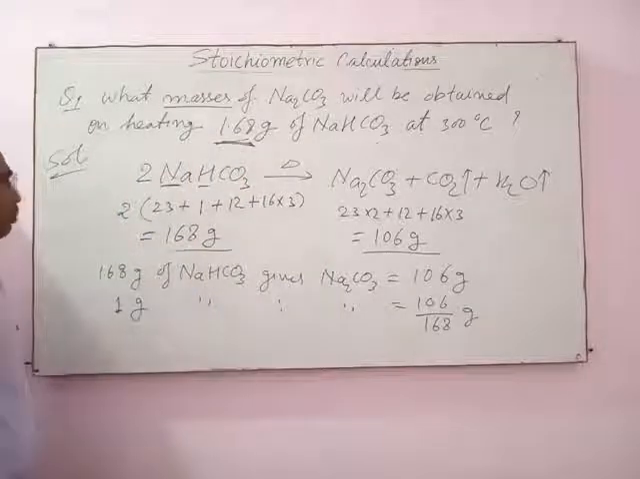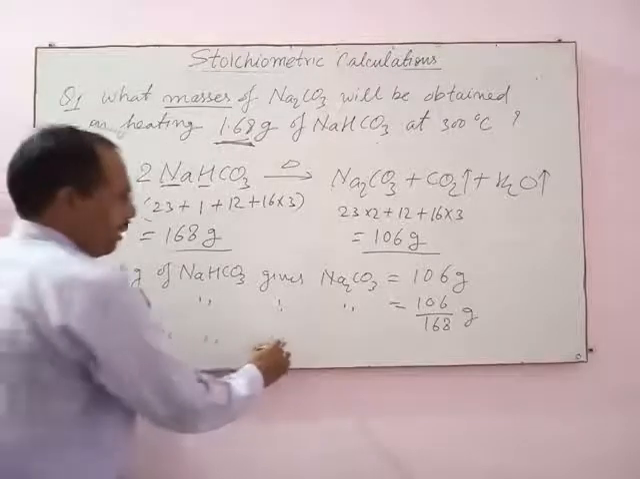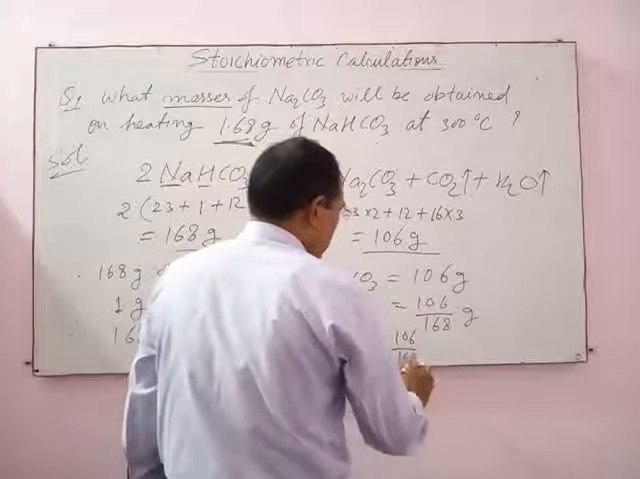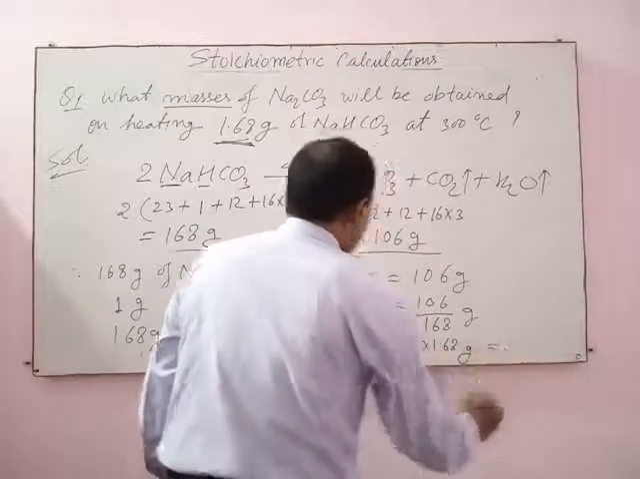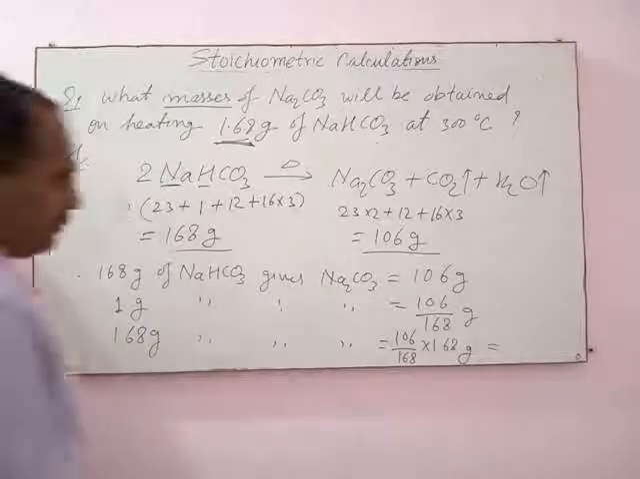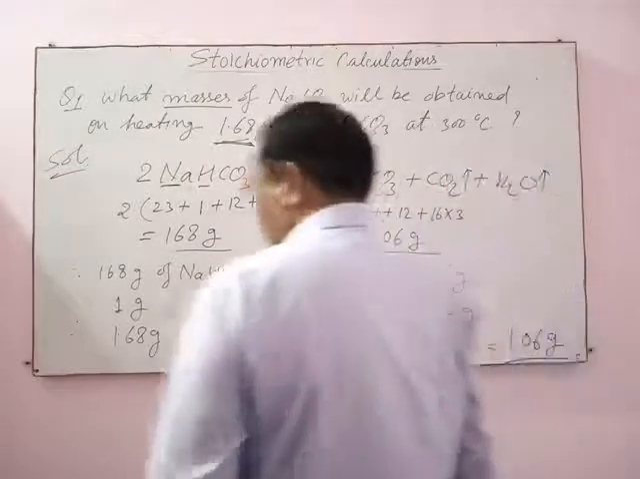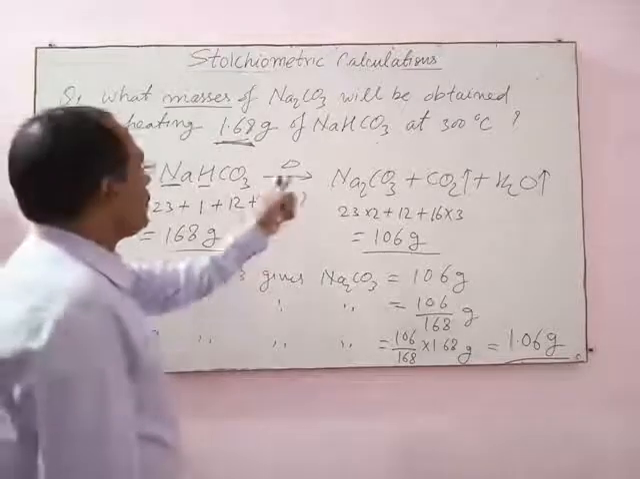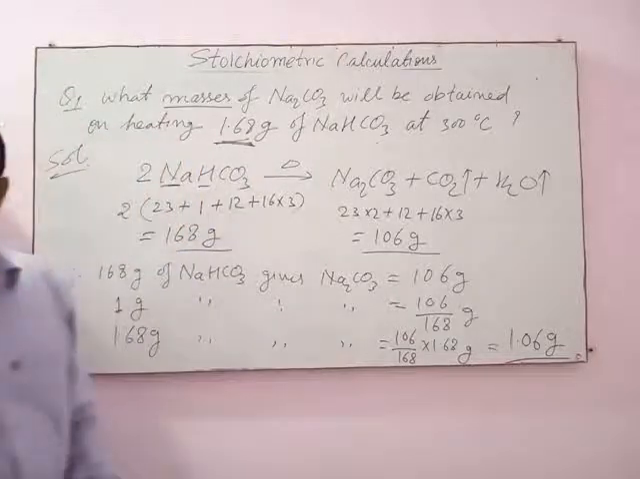Then 1.68 grams of sodium bicarbonate gives Na2CO3 equal to 106 by 168 multiplied by 1.68 grams, and this is equal to 1.06 gram. This is the mass of sodium carbonate obtained from 1.68 grams of sodium bicarbonate.